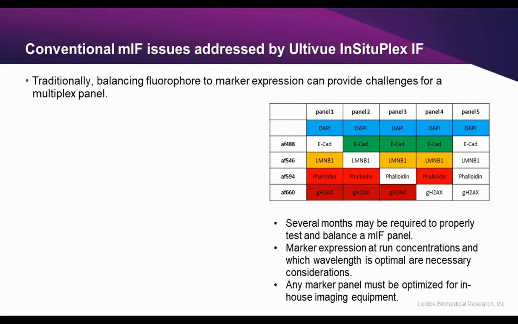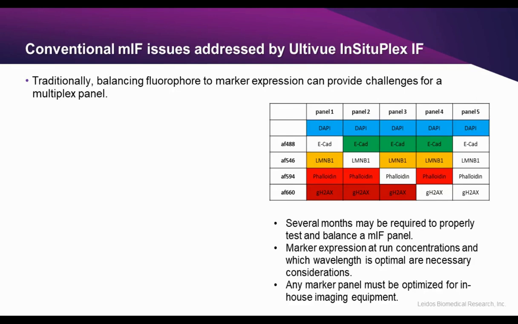But before I get to the Aplex panel and a preview of what that looks like, I'd like to contrast conventional multiplex IF with Ultivue IF, as traditionally getting into multiplex IF was challenging and cumbersome to many groups. So conventional IF can take months to get to production. Shown is an example of a fourplex arrangement to assess for background staining and signal crosstalk.